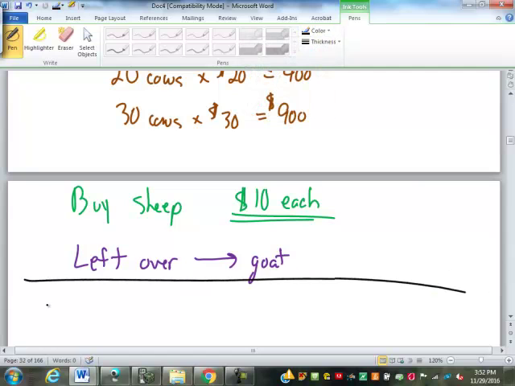They're on their way home. Well, on the way home, they have an argument. They have a fight. And they decide they're going to go their separate ways.